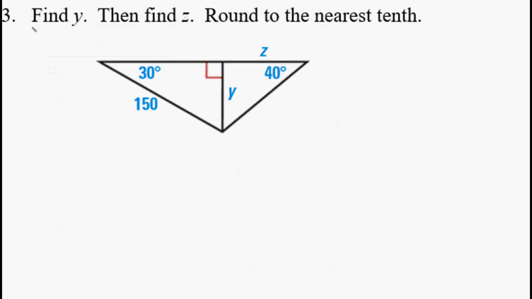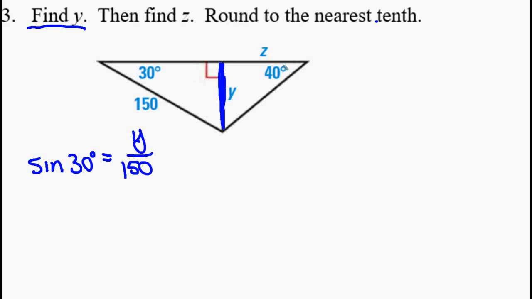Here it says, first find y, then find z, round to the nearest tenth. Now we've got two triangles stuck together here. We got a 40 degree angle here, 30 here, so let's see. First we want to find y. Here's y. Now if we go from the 30-degree angle, y is opposite, and we have the hypotenuse. Opposite and hypotenuse is sine. So we could set this up as the sine of 30 equals y over 150.